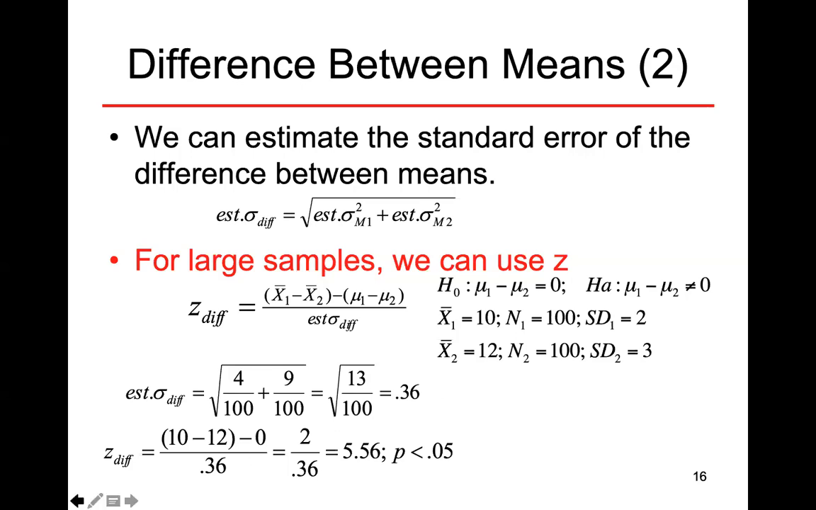I have two groups. One of them has 10 as the sample mean. The second one has 12 as the sample mean. What is my question? Null hypothesis. My research question is, is the mean of the first group equal to the mean of the second group? Okay, this is my null hypothesis. Or this is my research question: is there a difference between the mean of the first group and the mean of the second group?